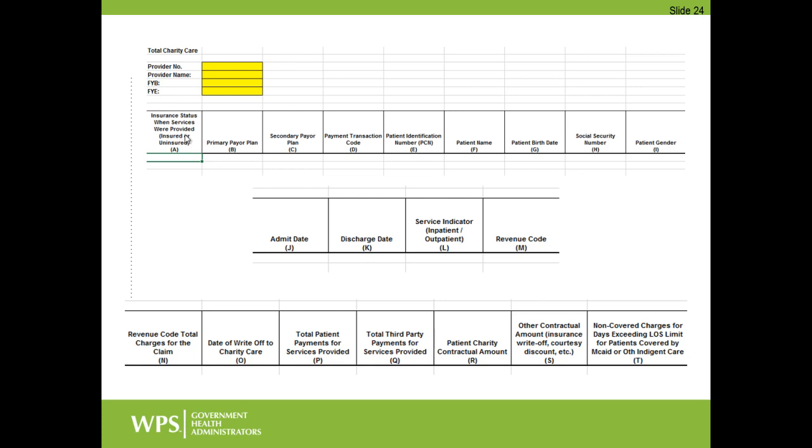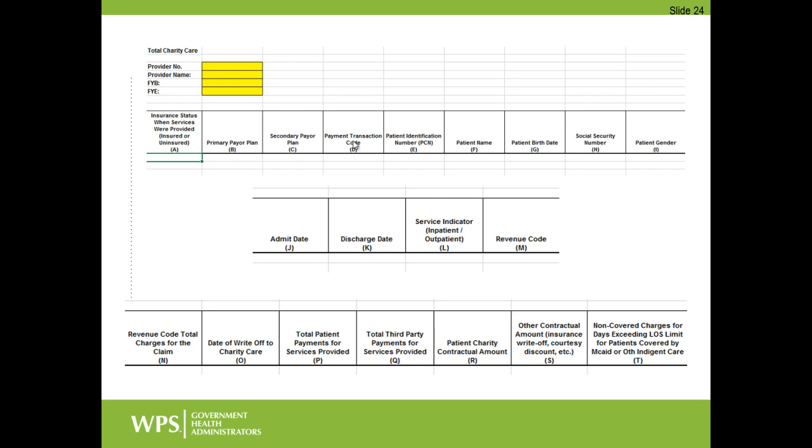First of all, the insurance status. Is this an insured or an uninsured claim? Now, if you split your listing into insured and uninsured to begin with, then of course that would be easier. But if you did merge everything together, we certainly need to know whether it's insured or uninsured. Who is the primary payer and who are the secondary payers for this patient, if any?